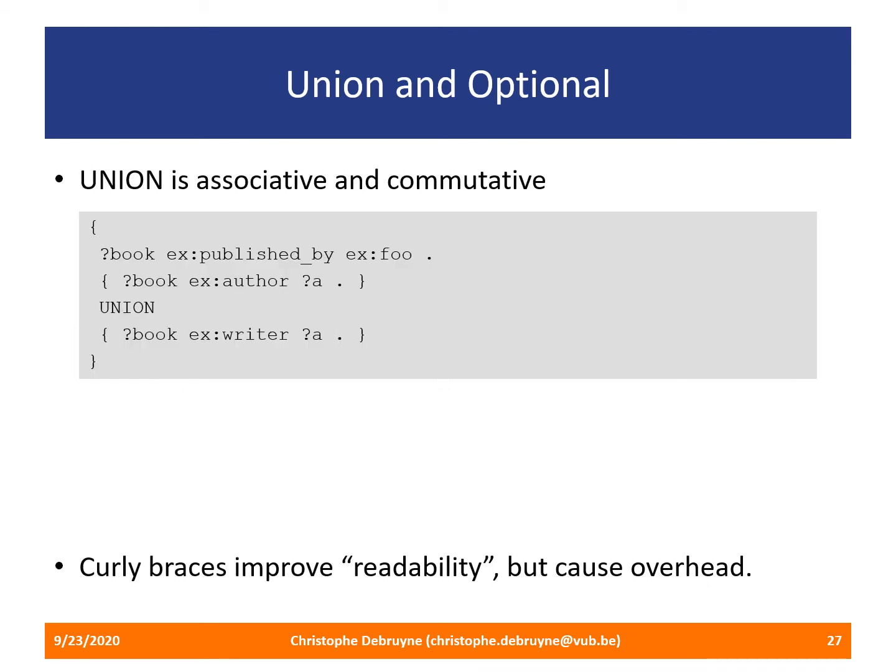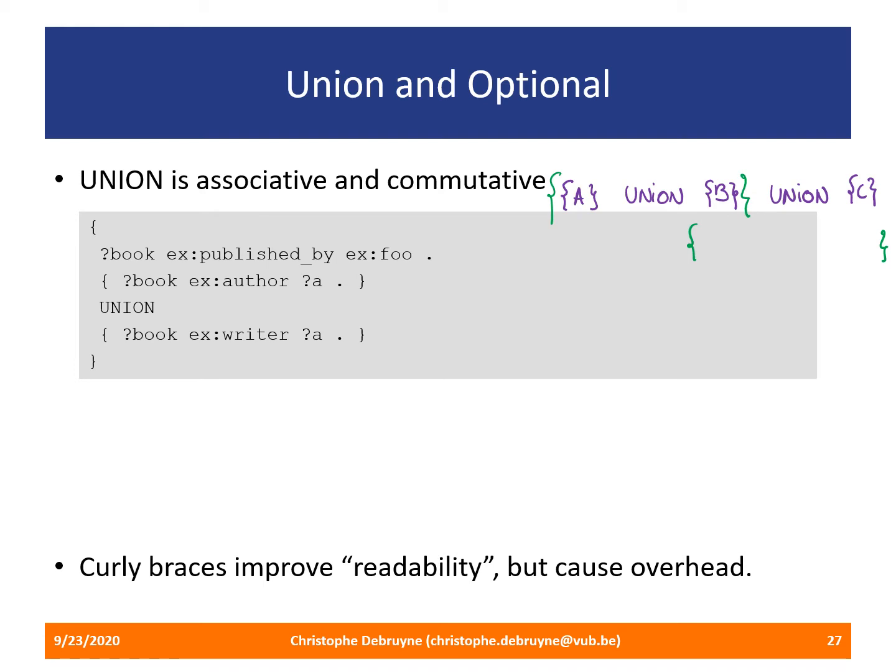Now, some details about the computation of the union and the optional in the SPARQL query language. The union operator is both associative and commutative. Basically, that means that whenever you have a graph pattern A, union, graph pattern B, union, graph pattern C, well, it doesn't really matter where you put the braces. They can be here or they can be there. They're all equivalent.